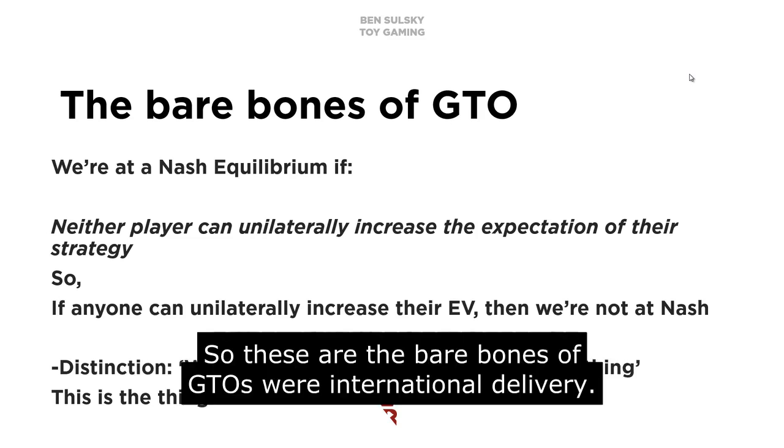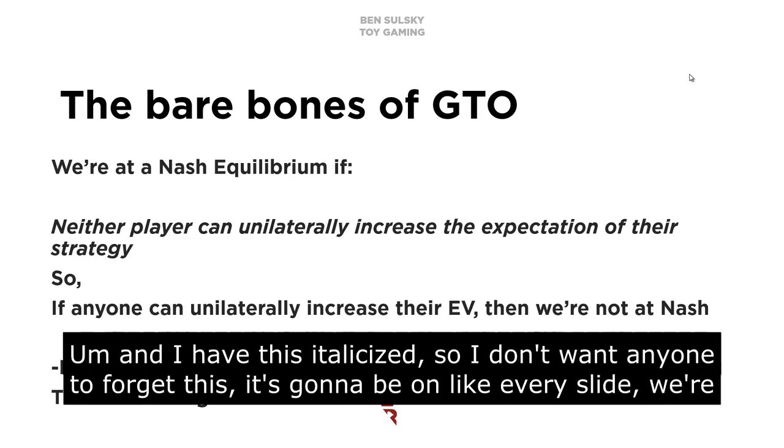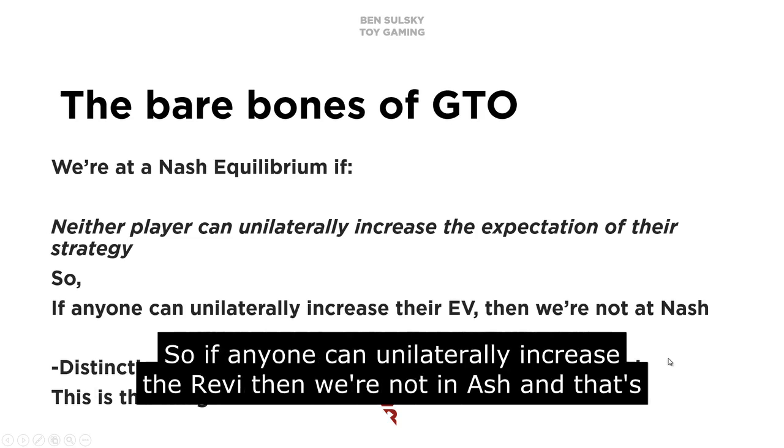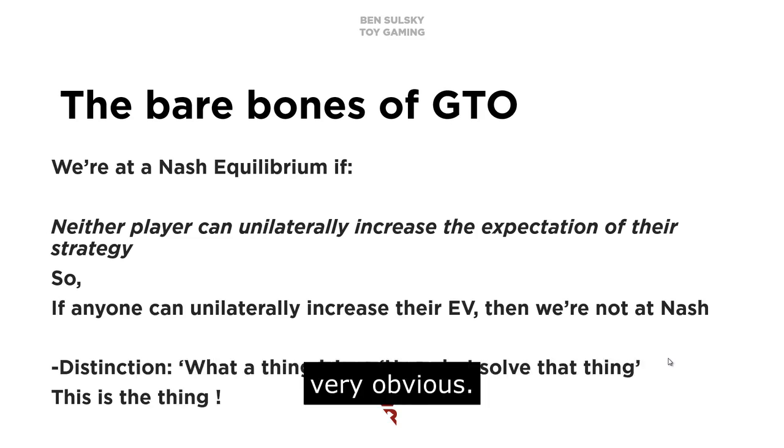So these are the bare bones of GTO. We're at a Nash equilibrium if, and I have this italicized because I don't want anyone to forget this, it's going to be on every slide, we're at Nash equilibrium if neither player can unilaterally increase the expectation of their strategy. So if anyone can unilaterally increase their EV, then we're not at Nash. I think that's very obvious.